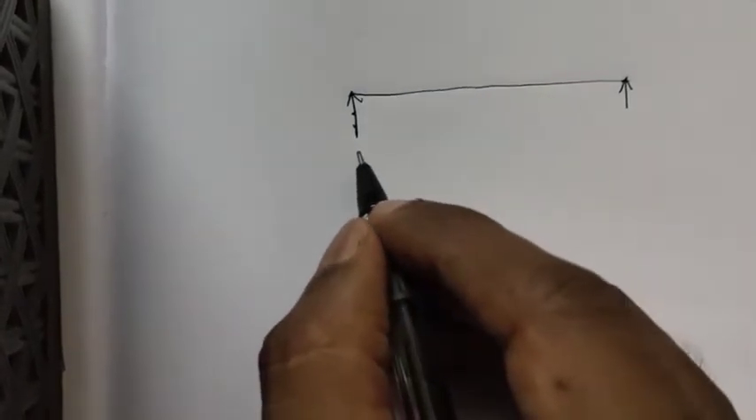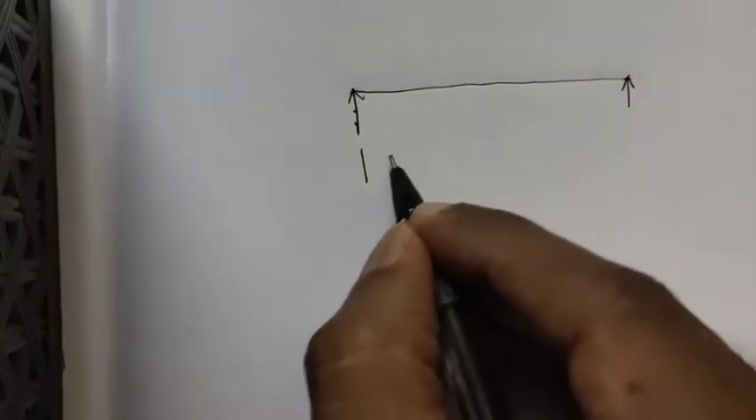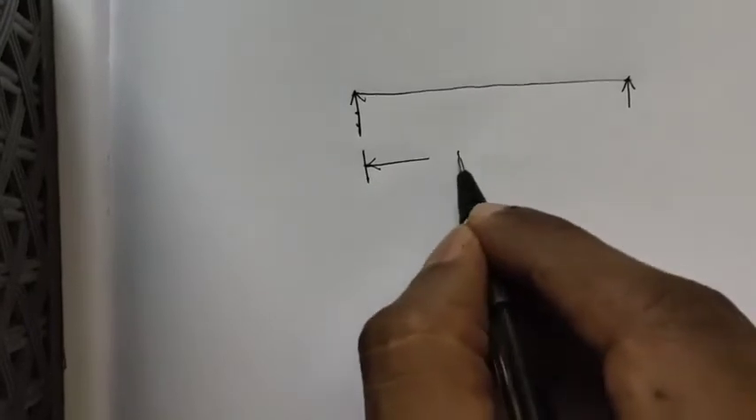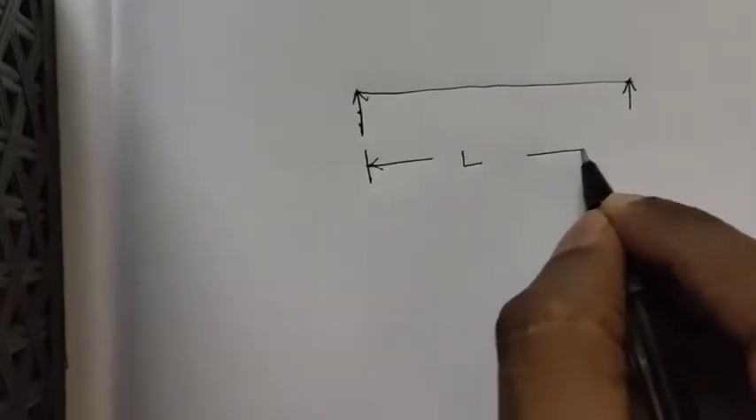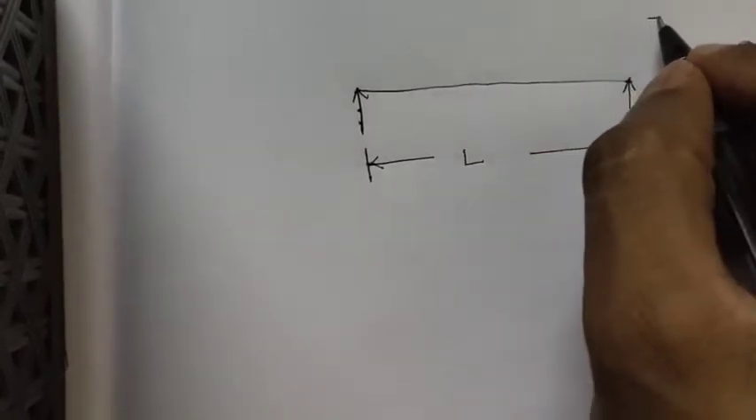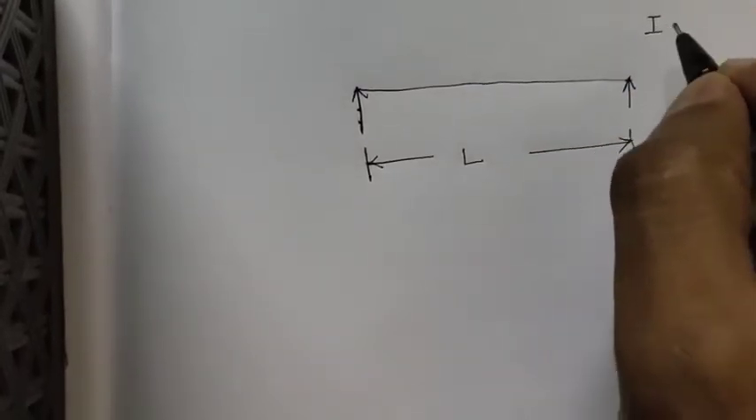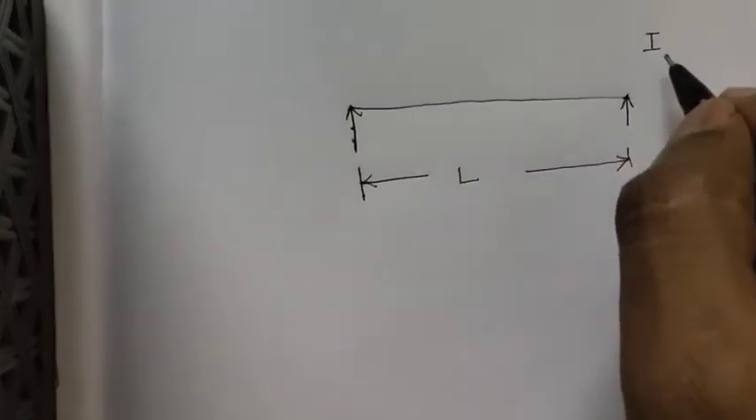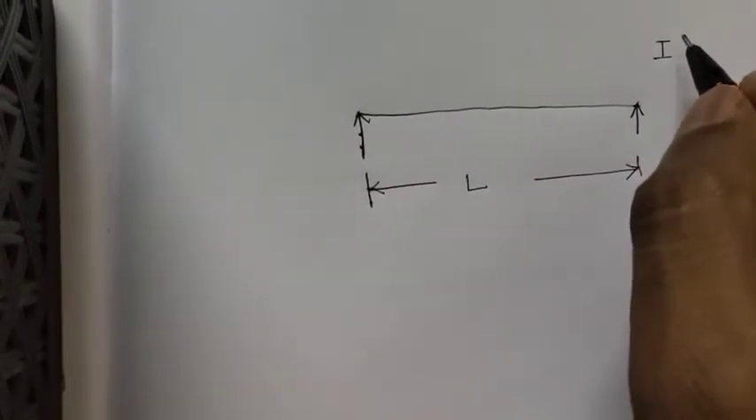Let me define the geometric properties of this simply supported beam. The simply supported beam has a length of magnitude L. It has a moment of inertia of magnitude I. I is resistance to bending. Greater the moment of inertia, greater the resistance to bending.